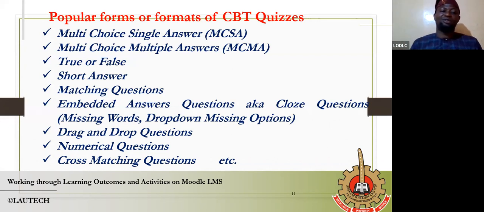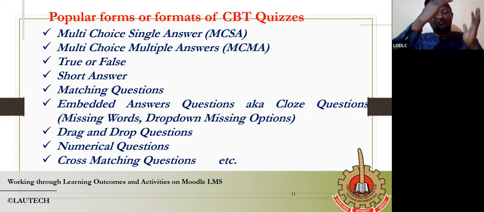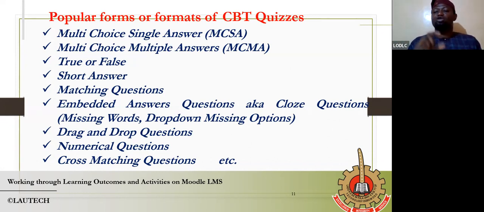One of the forms is multiple choice, single answer, or multi-choice single answer. Multi-choice single answer in the sense that students are allowed to pick just one correct answer. That is why we call it multi-choice. We have so many options, and the student will be allowed to pick just one correct answer. If the student picks the wrong answer, the computer will mark the student wrong.